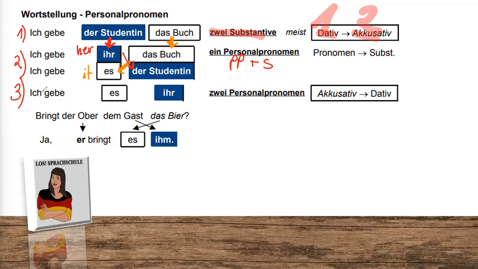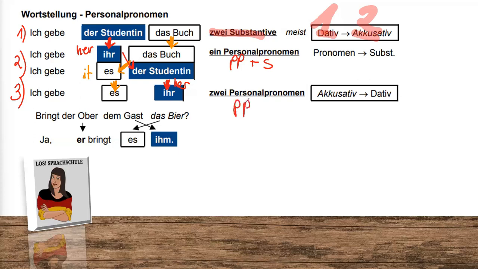The third one, ich gebe es ihr. So what do we have now? We have two personal pronouns. We exchanged every noun in the sentence with a pronoun, just because we can. So we have here es, the accusative for the book, and then we have ihr, the her, which is dative.